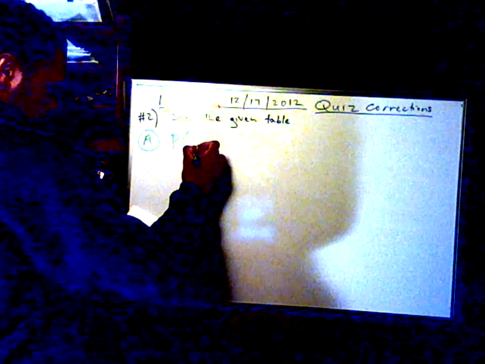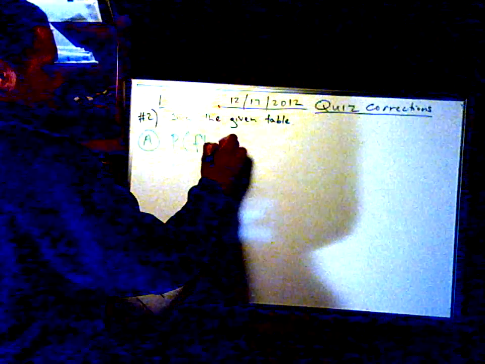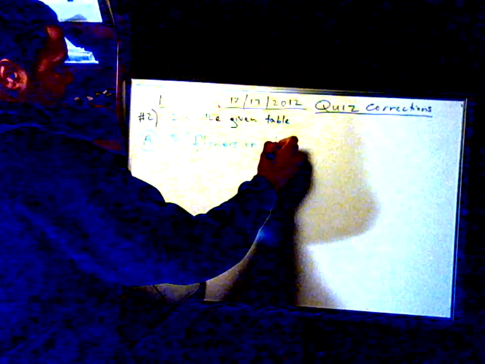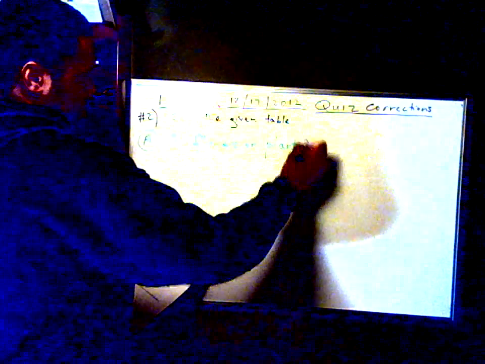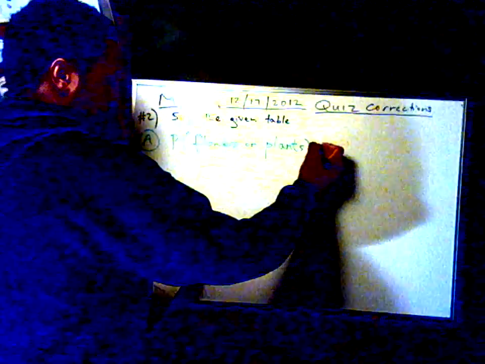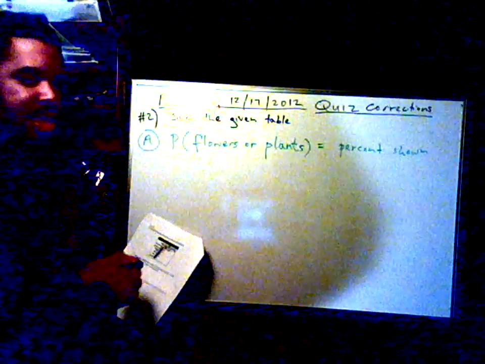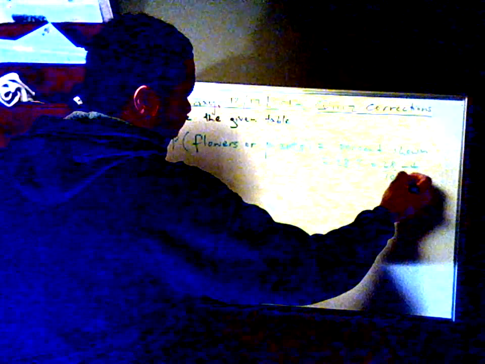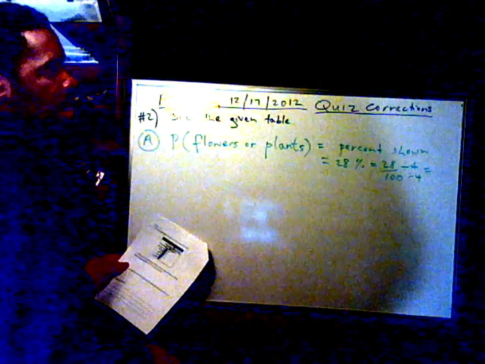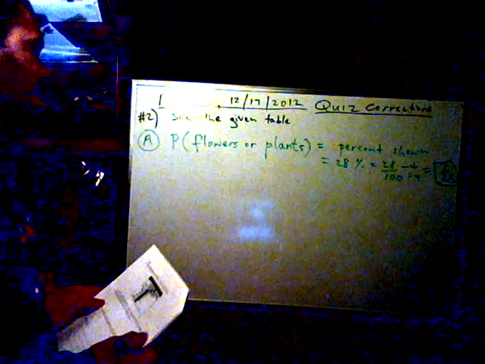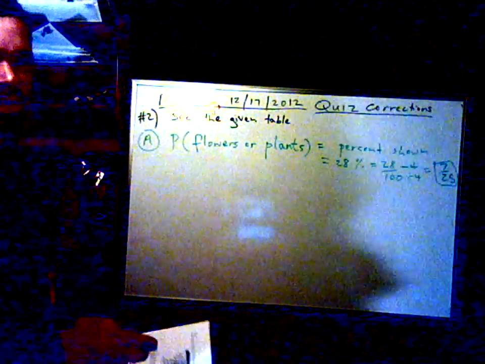So P of flowers or plant. The probability that a mother receives flowers or plants. That's going to be equal to the percent shown. Alright, so it's a percent shown on the table. And that's just going to be 28%, which we know to be 28 out of 100, which we can simplify by dividing the numerator and the denominator by 4, and we're going to get 7 out of 25. Alright, so the probability that a mother receives flower or plants would be 7 out of 25.